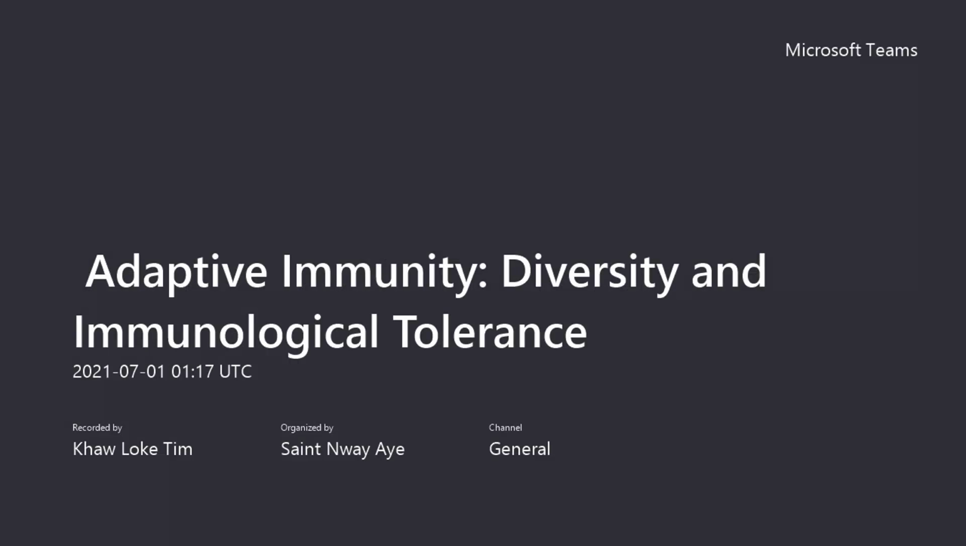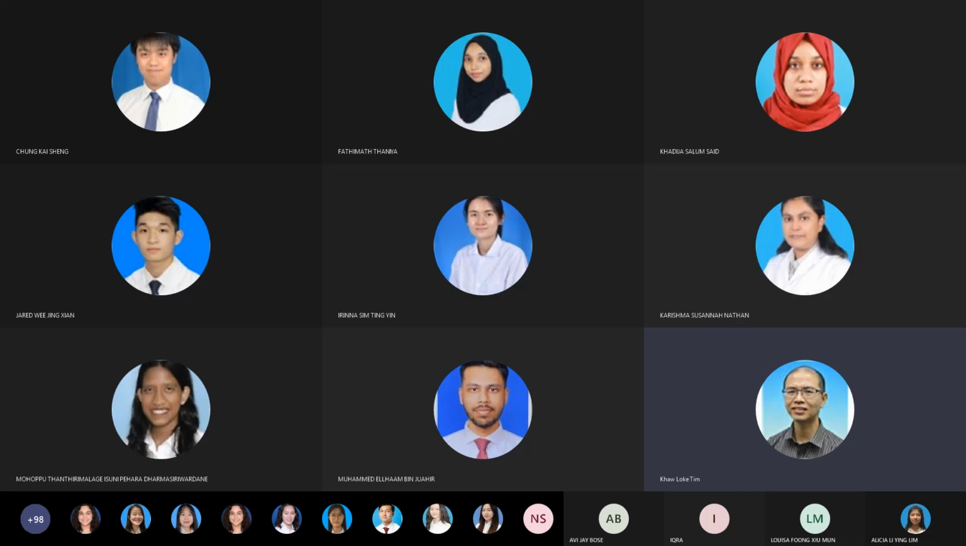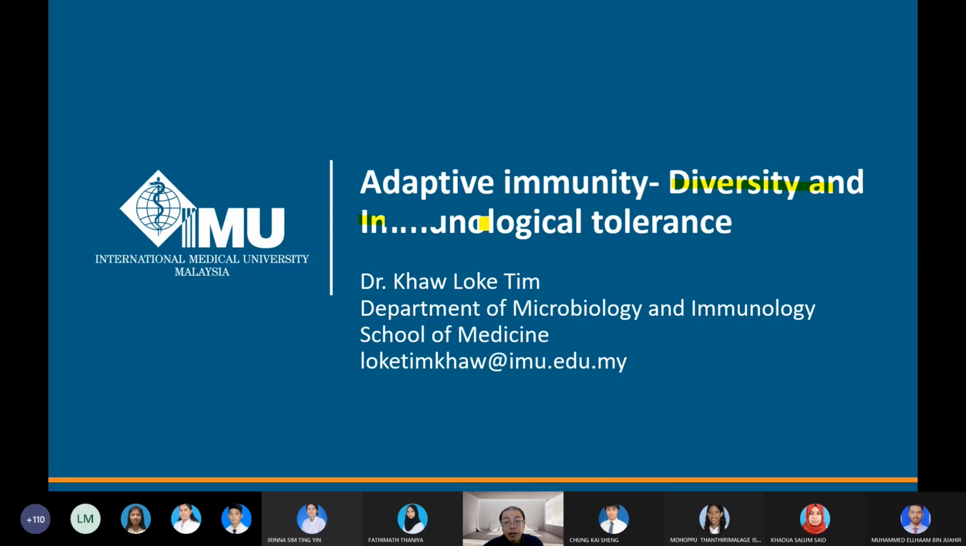Okay, so again, I just repeat that. In this lecture, we're dealing with diversity and immunological tolerance, which are crucial aspects of adaptive immunity. Because our body constantly encounters different antigens every day, and in order to deal with them, our body needs to recognize them. And how to recognize them is to generate receptors from your genes.